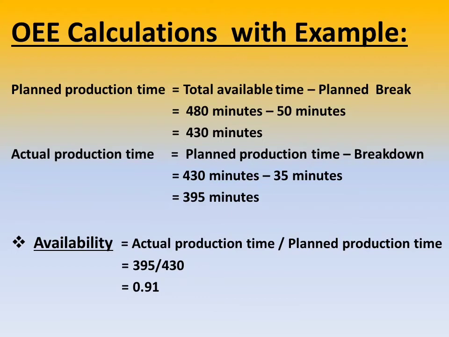We know the planned production time and actual production time. Now we can easily calculate the availability. Just take actual production time divided by planned production time. 395 divided by 430. The availability is 0.91. In terms of percentage, 91%.